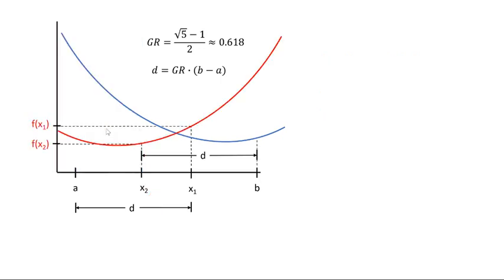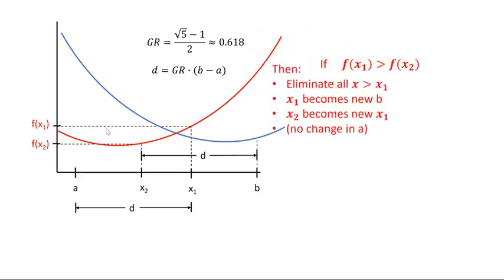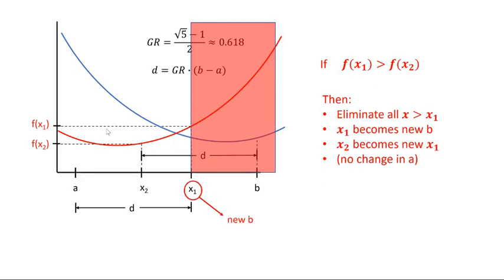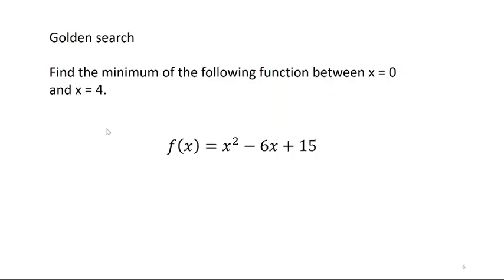Now a second scenario you could have is if f of x1 is greater than f of x2, as shown in the red curve here. If that's the case, then we're going to eliminate all x greater than x1. If this happens, then x1 becomes the new b. There's no change in a because we're not going to change the lower bound. So let's go through an example here.